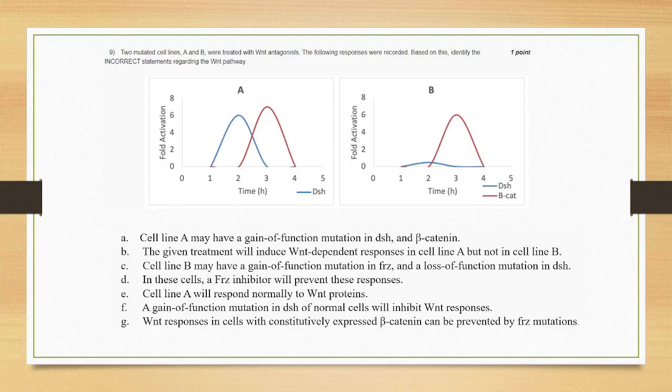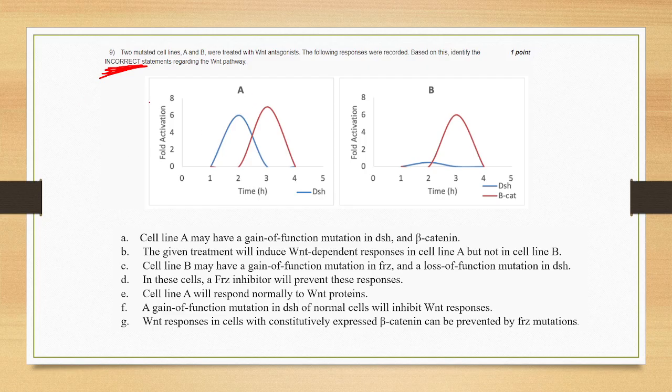The question says two mutated cell lines. So these are cell line A and cell line B. Both the cell lines are mutated and were treated with Wnt antagonists. What is the meaning of antagonist? Antagonist means something that opposes or suppresses the Wnt function. The following responses were recorded. Based on this, identify the incorrect statement. Here you have to identify the incorrect statement, not the correct statements.